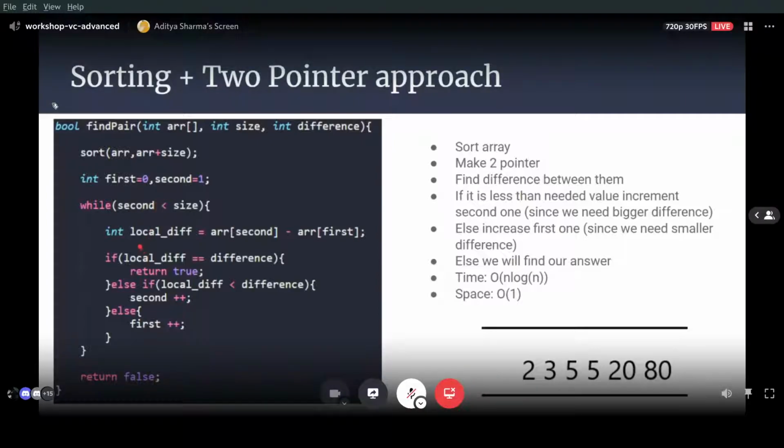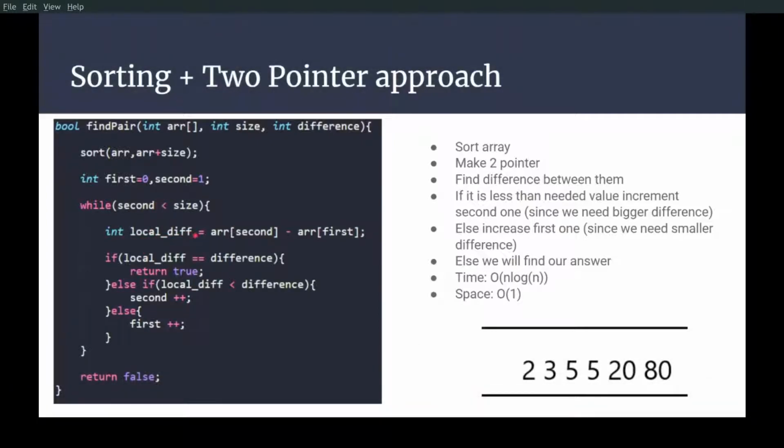Then I will find the, let's say, a variable local difference. So I will find the local difference between them. If the local difference is equal to difference, then I have found my answer, right? If I have, let's say, this minus this is what I wanted, then I will simply return true.